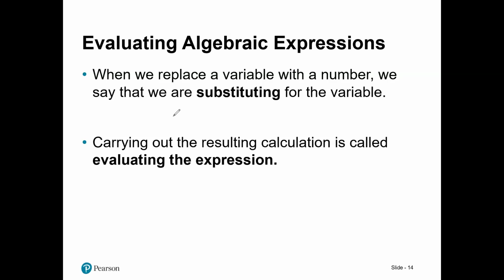Evaluating algebraic expressions. When we replace a variable with a number, we say we are substituting for the variable. So if I have 3x minus 1 and I say x equals 2, then we're going to substitute that back in. Carrying out the resulting calculation is called evaluating the expression. So we say evaluating the expression when we carry out the calculation. We say evaluating the expression given x or y or z equals something. That's the extension where we do the substitution.